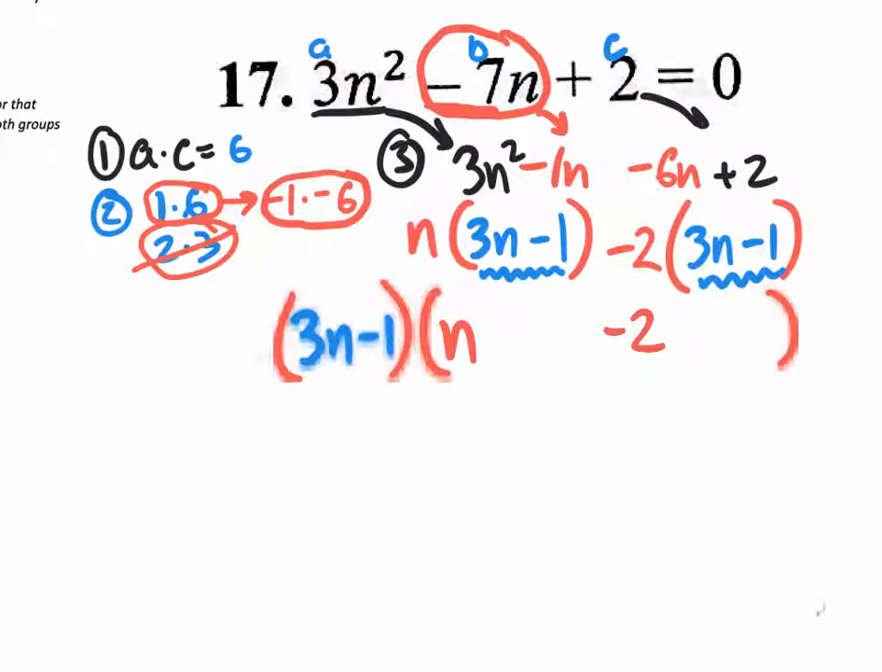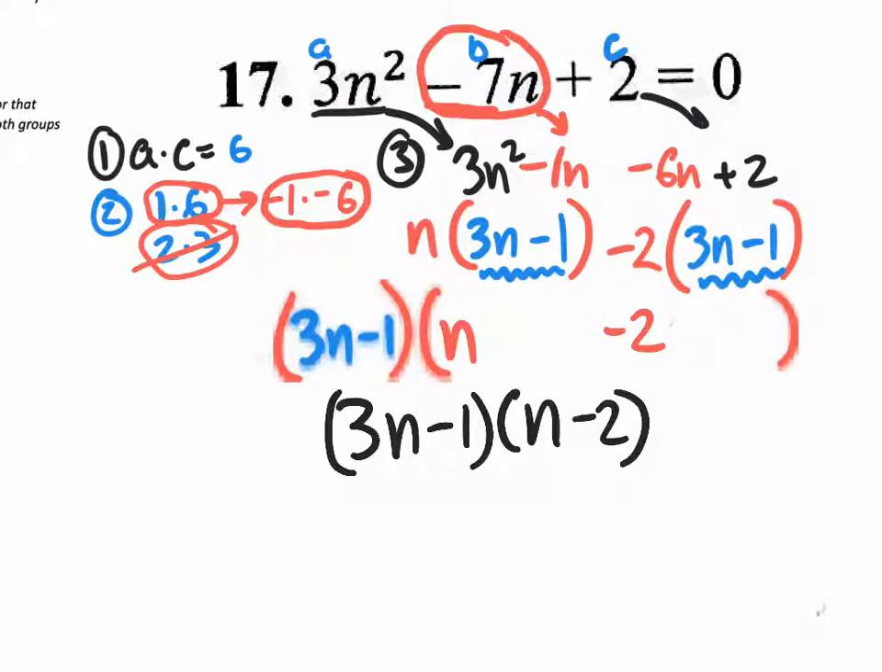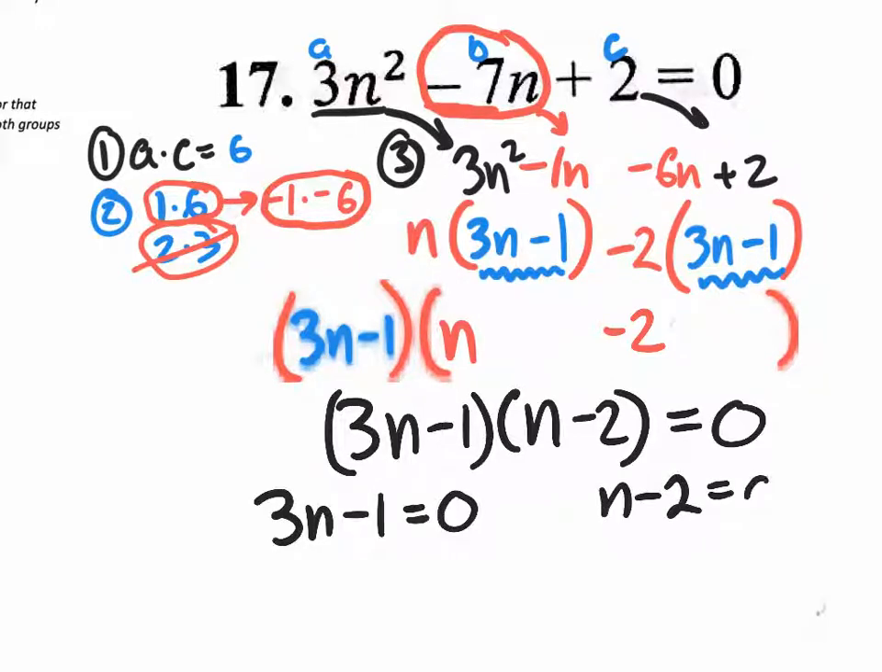Let me write it with the correct size parentheses. Now, this section is an equation that we need to solve. So I still have the equals 0 here. All I did was factor it, and I factored it to have something times something equal to 0, so I could actually split them, set them each equal to 0, and solve. So I'm going to rewrite it as 3n minus 1 could be 0, and the n minus 2 could also be 0.